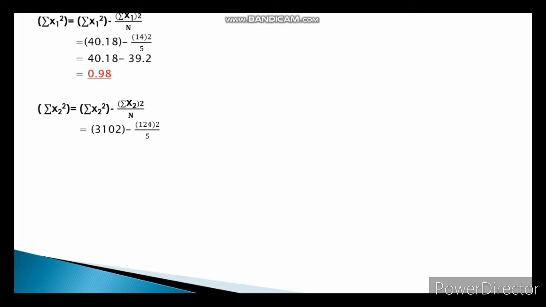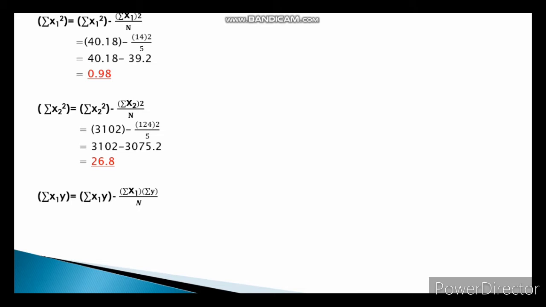Then, isa-substitute lang natin yung mga value kanina nakuha natin. So, yung para sa summation of x sub 1 square, nakukuha tayo ng 0.98. Summation of x sub 2 square, isa-substitute lang natin, 3,102 minus 124 quantity square all over 5 is equal to 26.8.